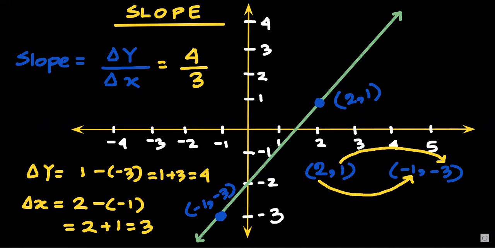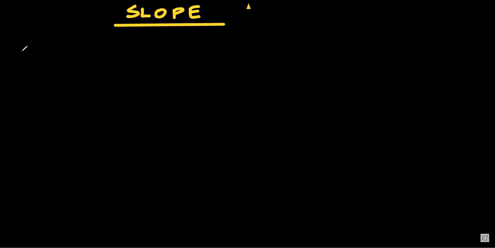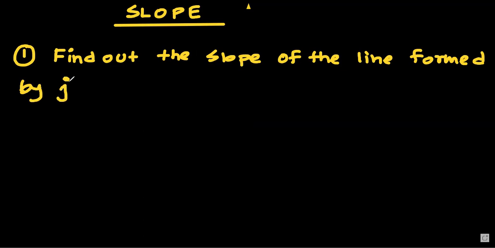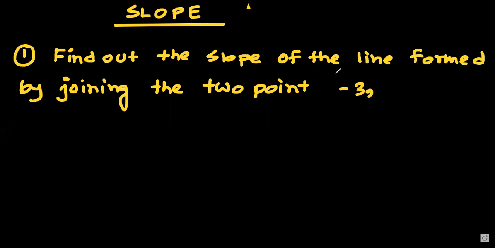Done. Let us take another example. Question, it's asking, find out the slope of the line formed by joining the 2 points, -3, 5 and 8, 5.